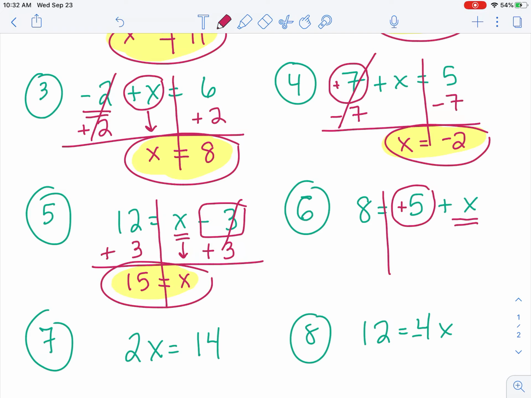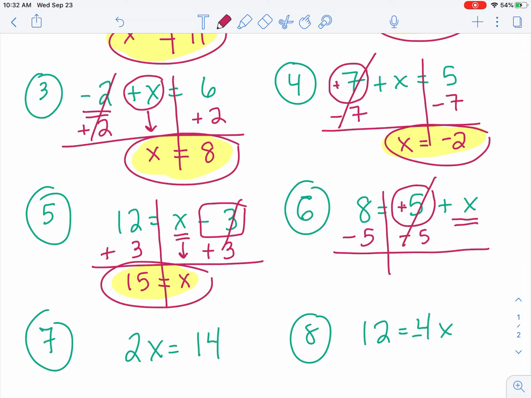Right? If there's no sign there, we know that's a positive 5. So the opposite operation here has to be minus 5. And this is one I have students make mistakes on all the time because you don't see that plus there, so you forget that it's positive. But in order to move it over, you have to put minus 5 here.